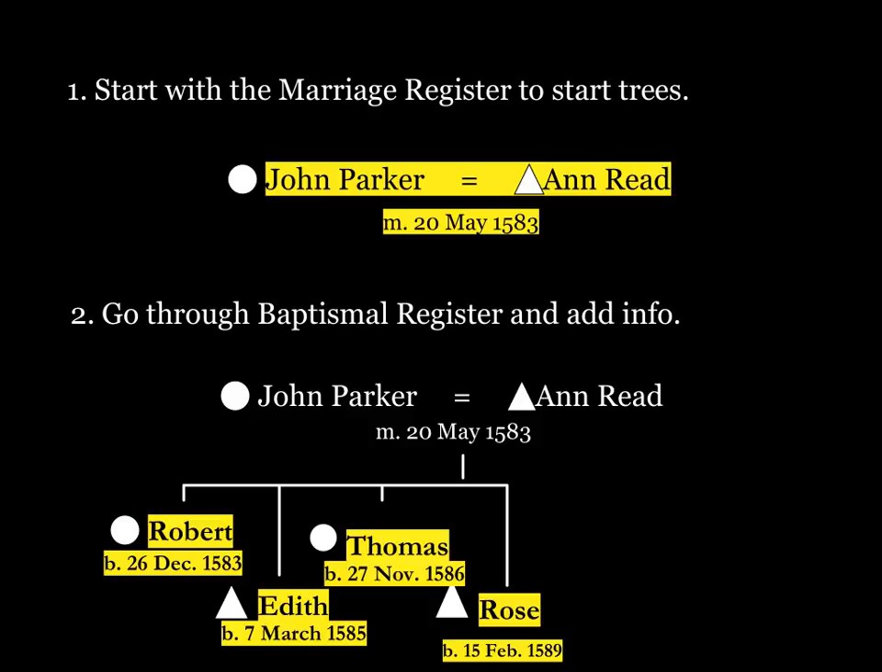Now remember to keep double checking. So you start with John Parker and Anne Reed, you've got their marriage date, you start listing their children. My suggestion is going to be that you stagger the length of the lines, and this will allow you to put all the information about that person right underneath their name.